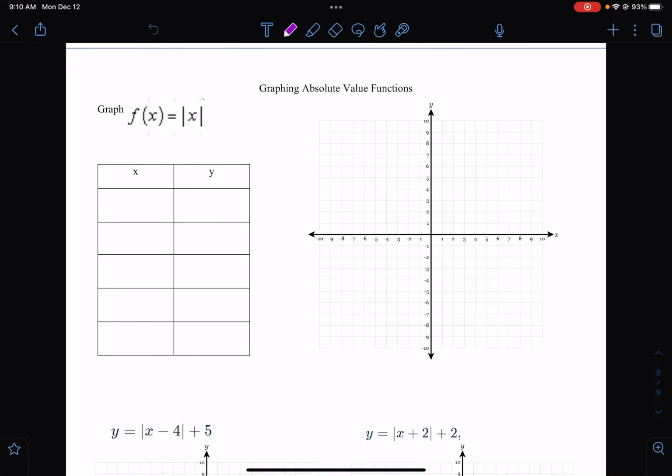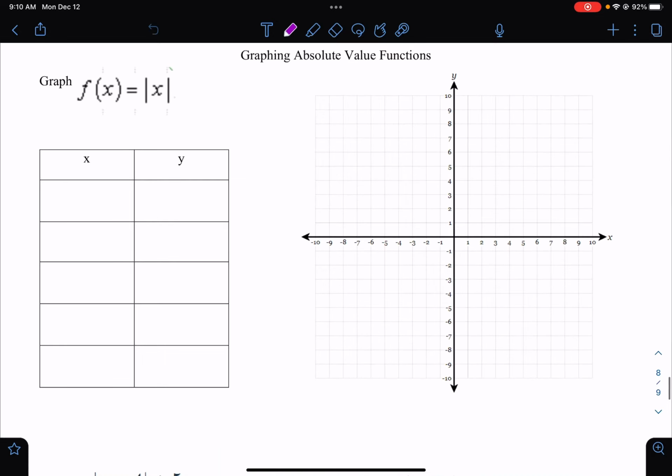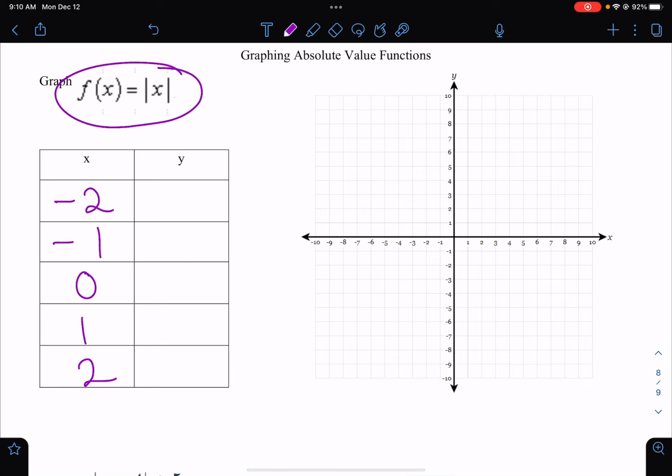Hello Math 2 students. Today we're going to go over graphing absolute value functions. So first we're going to start out with what we call the parent function, okay? So in order to graph this, let's go ahead and we're just going to plug in some values, and see what we get out.